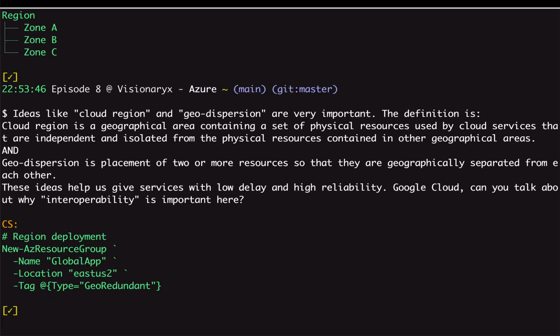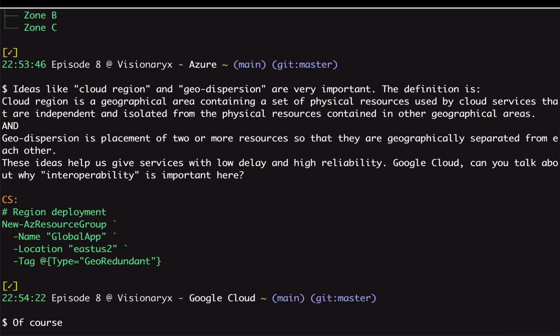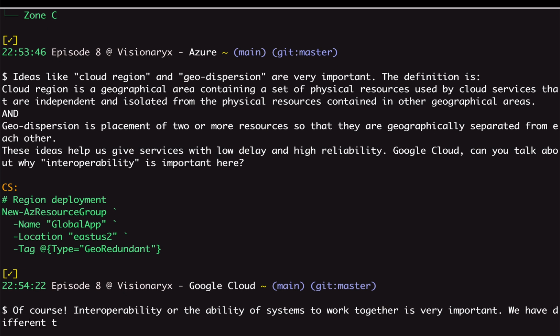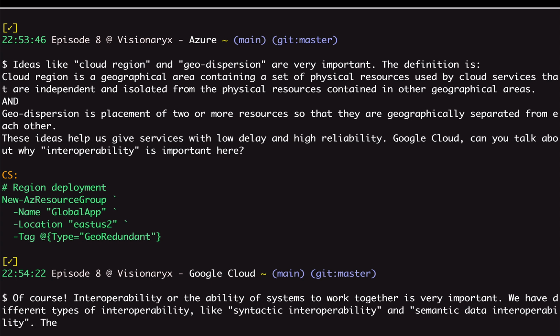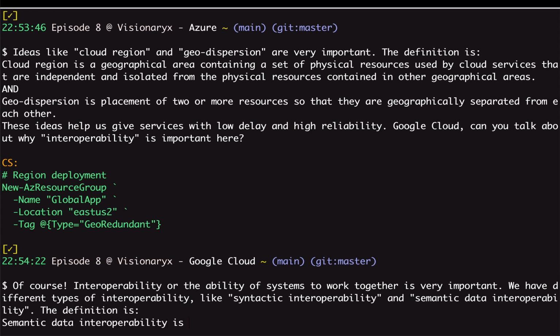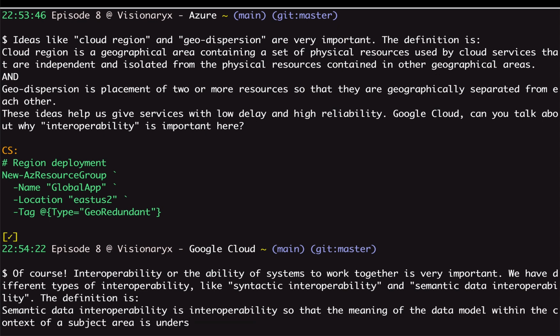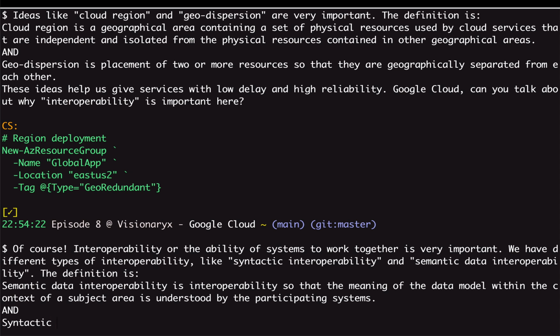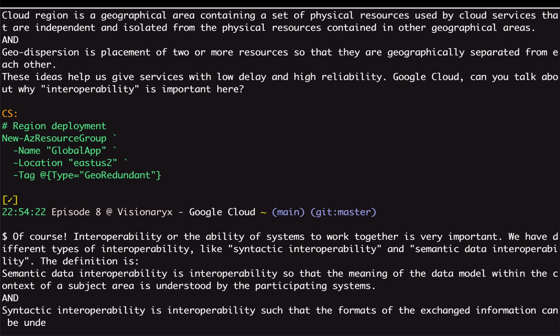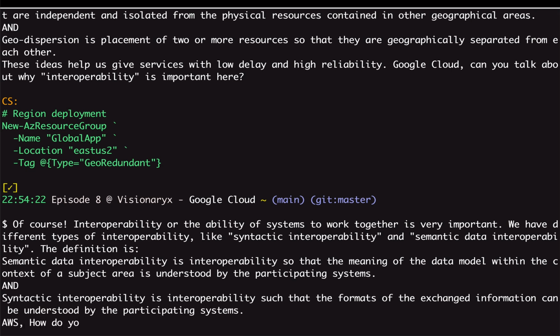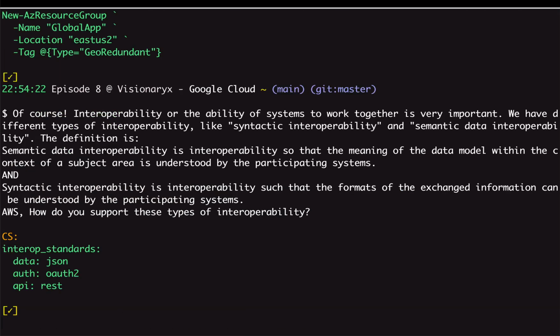Google Cloud, can you talk about why interoperability is important here? Of course, interoperability, or the ability of systems to work together, is very important. We have different types of interoperability, like syntactic interoperability and semantic data interoperability. The definition is: semantic data interoperability is interoperability so that the meaning of the data model within the context of a subject area is understood by the participating systems. And syntactic interoperability is interoperability such that the formats of the exchanged information can be understood by the participating systems. AWS, how do you support these types of interoperability?